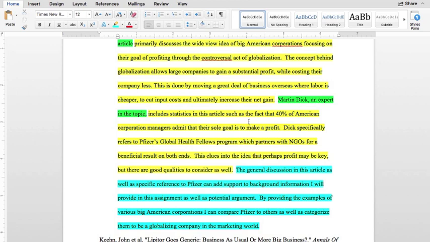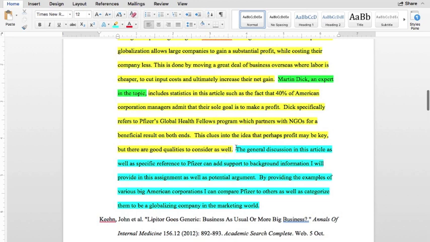And then they even provide a few specifics. This student's writing about Pfizer, so they reference the fact that the author directly references Pfizer, and specifically Pfizer's Global Health Fellows Program. So that's really important because it connects to the student's topic, right? And then they go on from there to say how they can use it, right? They're analyzing what they can use with the source. The general discussion, as well as reference to Pfizer, can add background support that I'm going to provide in the assignment, as well as my potential argument.